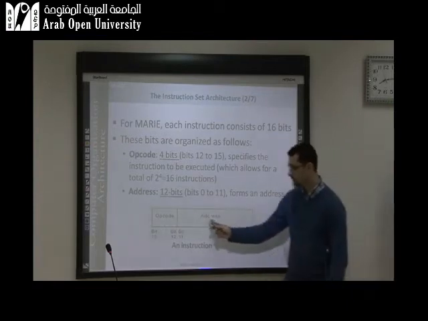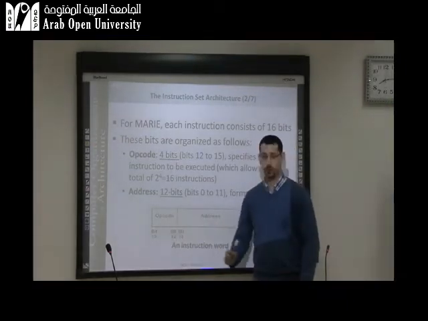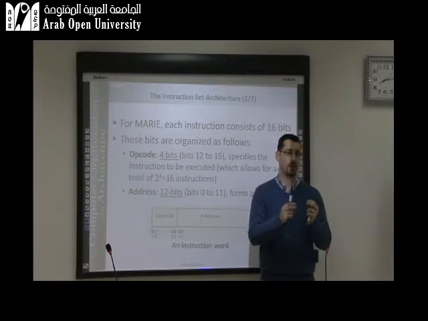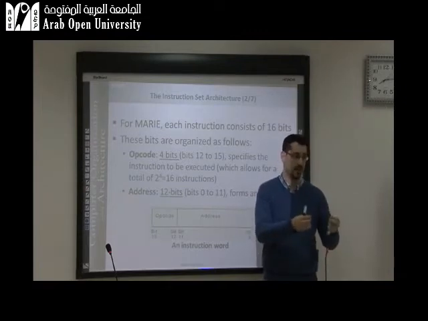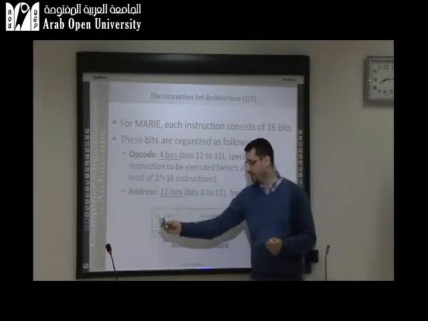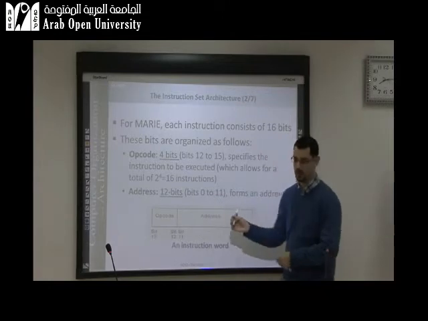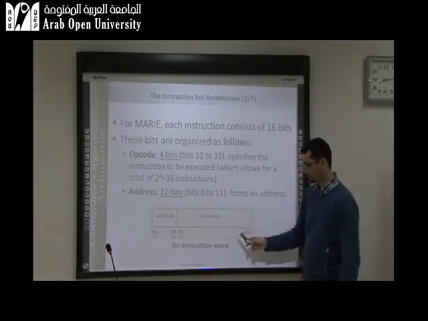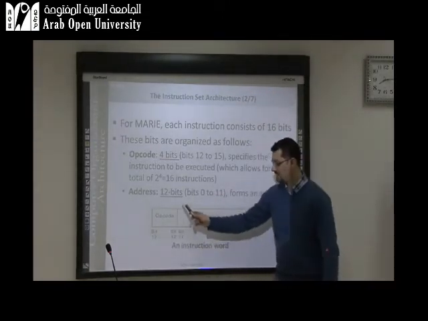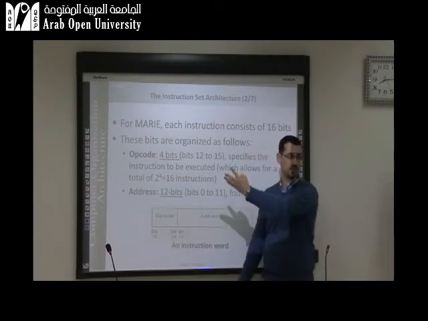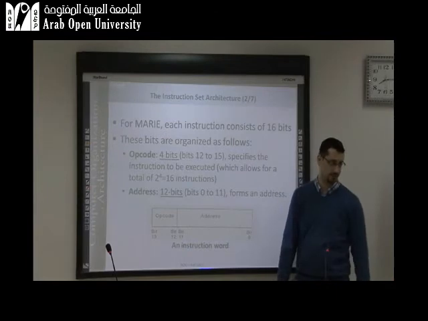In fact, the opcode will define what the type of the instruction is. So when the CPU decodes an instruction, it will read the opcode. And the same you will do if you want to decode what the instruction is, and we'll take an example of it. So how many bits do we have for the opcode? We have 4 bits, the 4 most significant bits on the left.